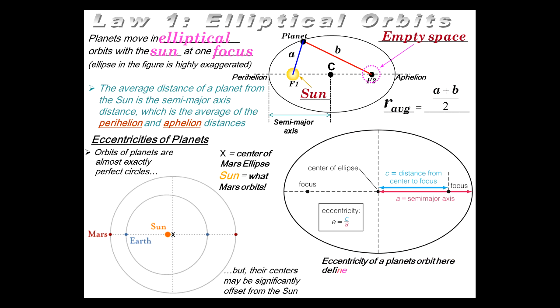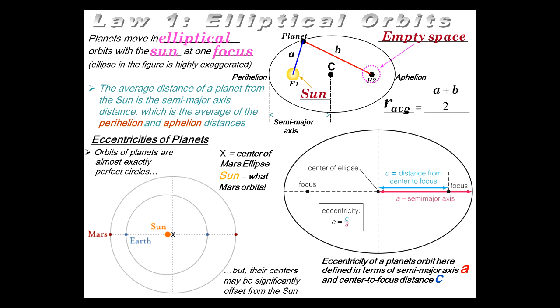Okay. And now a little bit more, just defining here what the eccentricity is. The eccentricity is C over A, and C is the distance from the center to a focus, and A is the semi-major axis. If you take the ratio of those two, that gives how much eccentricity you have.